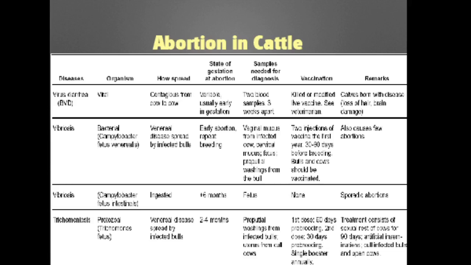The treatment consists of sexual rest for our cows for 90 days. Also, we would utilize artificial insemination, and then we cull infected bulls as well as open cows.